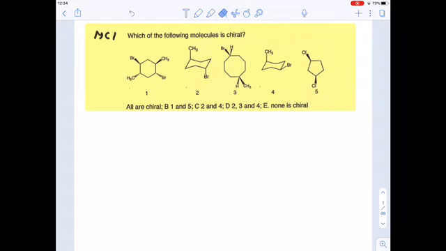Okay? So we're going to start with multiple choice 1, and it says, which of the following molecules is chiral? So when anybody says molecules, it's the same thing as compounds, just so that clears up any confusion.